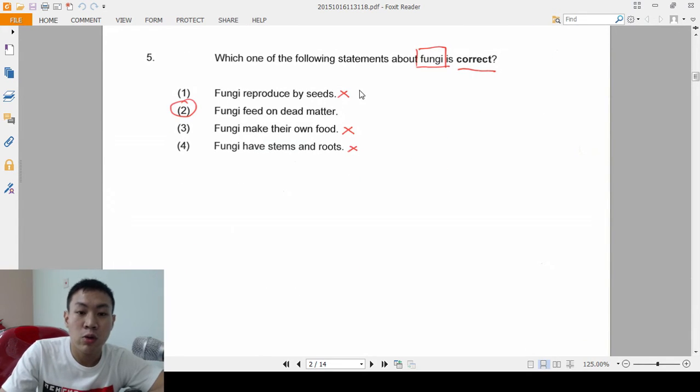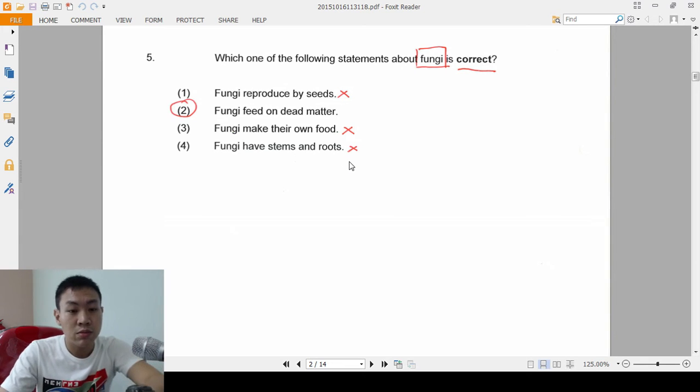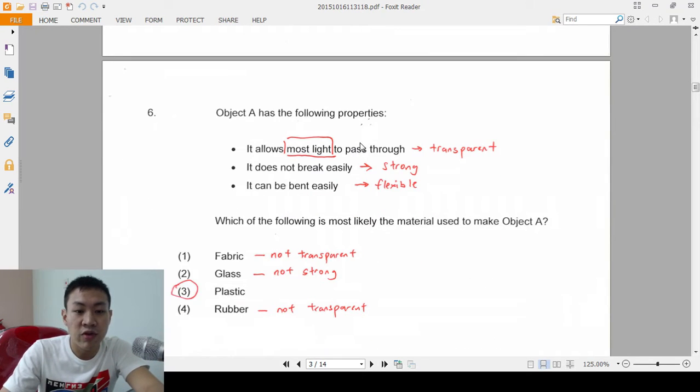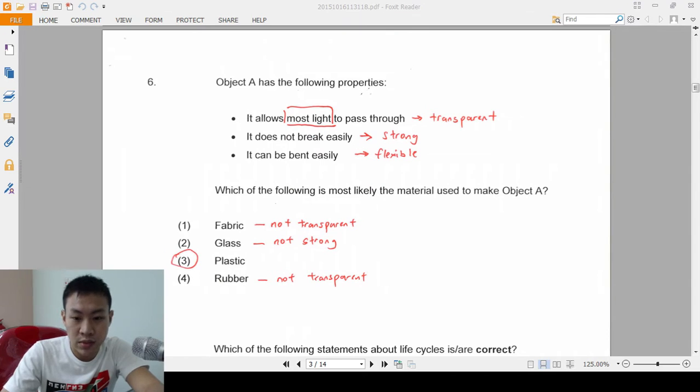Question 5. Which one of the following statements about fungi is correct? Okay, fungi feed on dead matter. Option 2 is my correct answer. Fungi do not reproduce by seeds, they reproduce by spores. And fungi depend on other dead organisms for food. Okay, and fungi have stems and roots. That's not true as well. You look at the ferns and all this, they do not have stems. Alright, moving on to question 6.